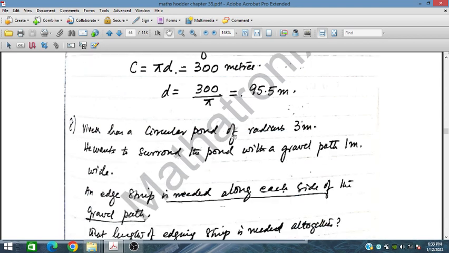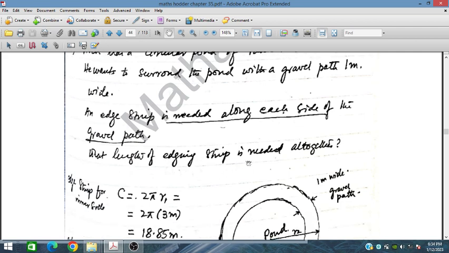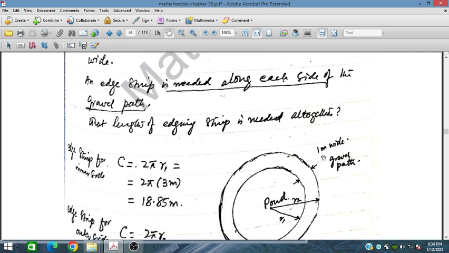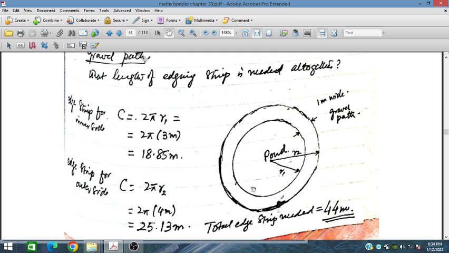Vivek has a circular pond of radius 3 meters. He wants to surround the pond with a gravel path 1 meter wide. An edge strip is needed along each side of the gravel path. What length of edge strip is needed altogether? So this is the pond which has a radius r1, and r1 is 3 meters. So the inner radius is basically 3 meters.